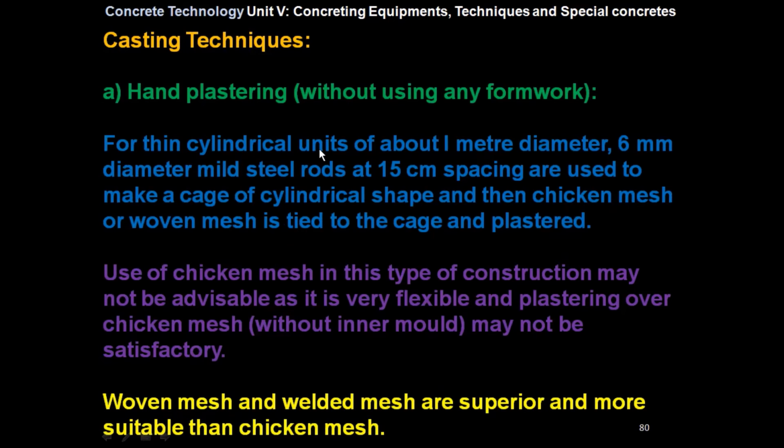For thin cylindrical units of about 1 meter diameter, 6 millimeter diameter mild steel rods at 15 centimeter spacing are used to make a cage of cylindrical shape, and then chicken mesh or woven mesh is tied to the cage and plastered. Use of chicken mesh in this type of construction may not be advisable as it is very flexible, and plastering over chicken mesh without liner mold may not be satisfactory. Woven mesh and welded mesh are superior and more suitable than chicken mesh.